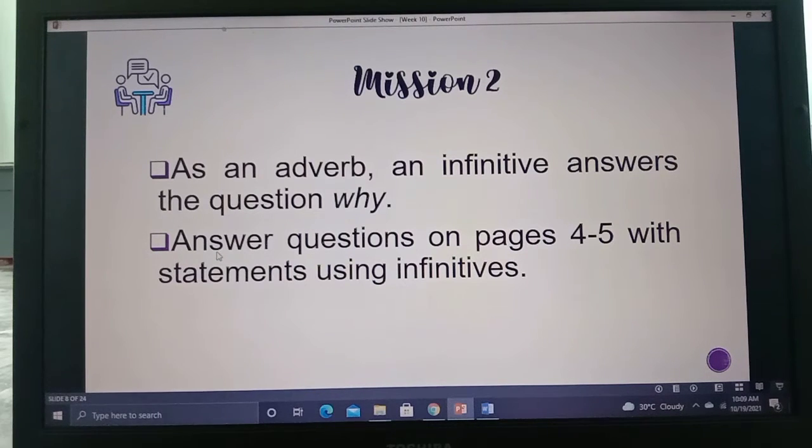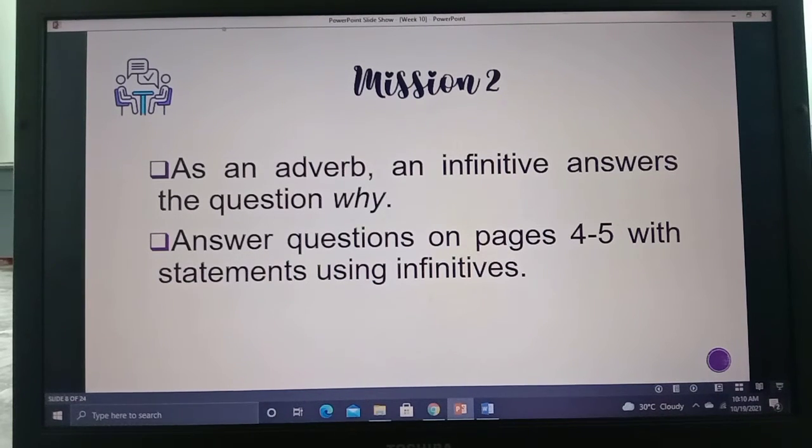So, what you're going to do is that you're going to answer questions dun sa mission 2 on pages 4 and 4 to 5 with statements using infinitive. So, sasagutan niyo yung mga tanong na gumagamit kayo ng infinitives. So, may example doon. Pwede nyong pag-basean yun. Then, 1 to 5 lang naman yun. Again, susulat nyo ulit yung sagot nyo ay sa intermediate pad. Kahit kadugtong na lang ng mission 1.